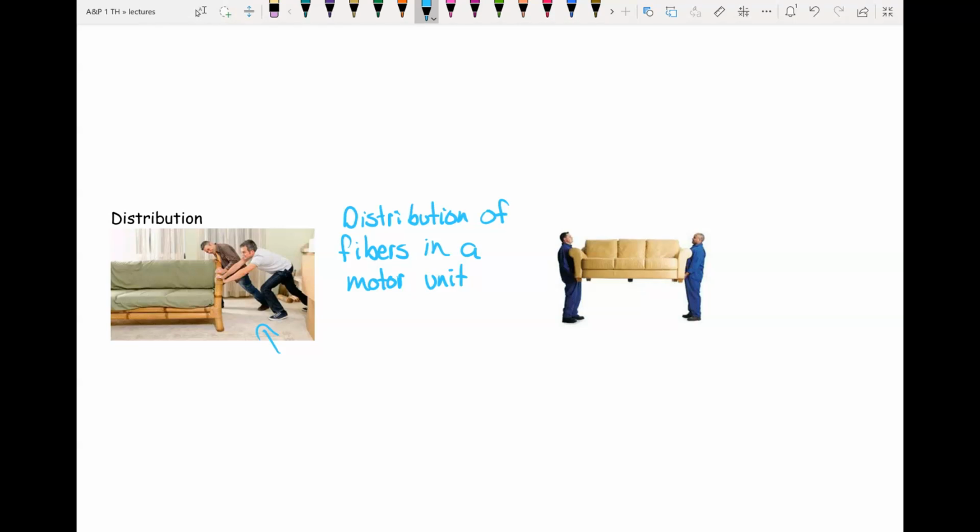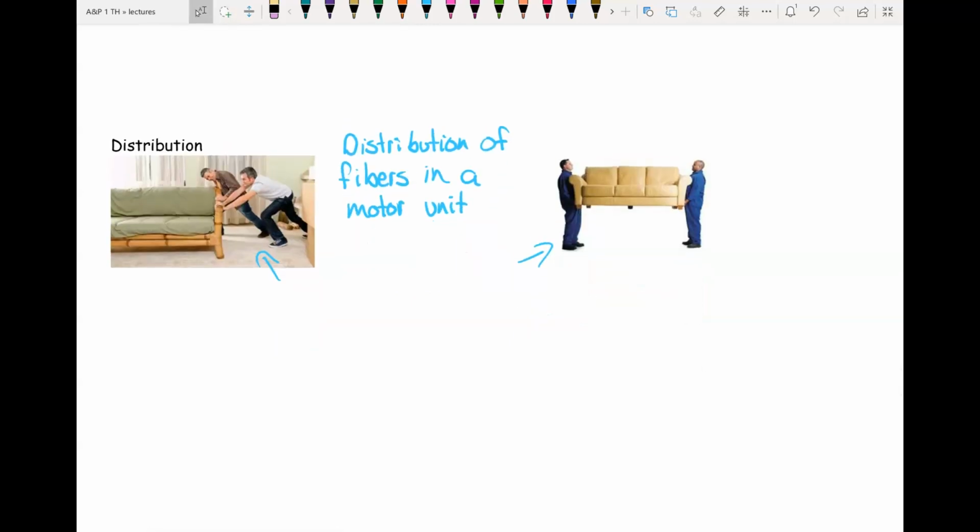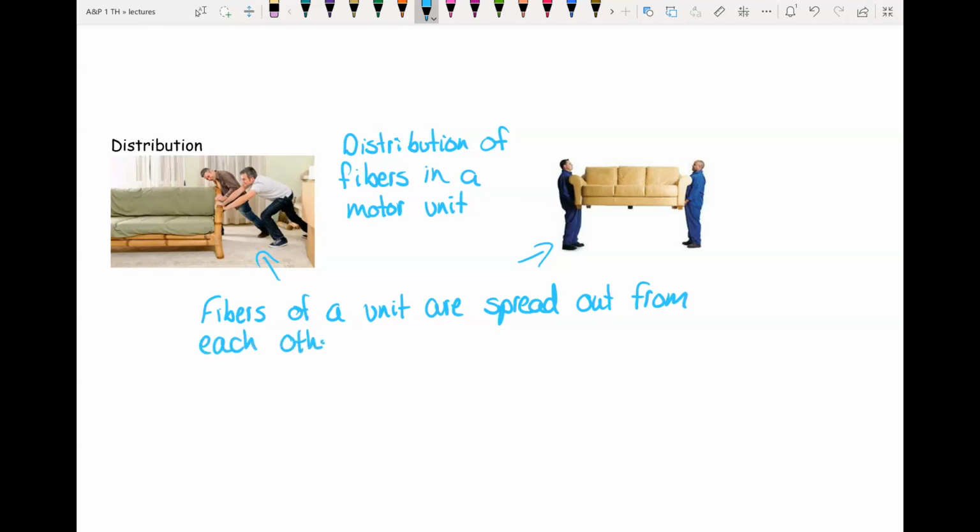That's not a good distribution of force. If they spread out from each other and get on opposite sides of the couch, they distribute the force and they're going to be able to move the couch. So the distribution of the fibers in a motor unit is that the fibers of a unit are spread out from each other. That way, when those fibers contract, you get an even distribution of the force.